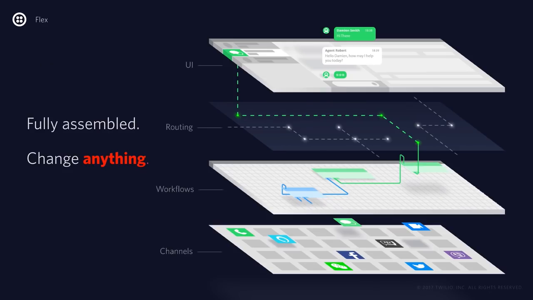Flex is fully programmable at any layer of the stack, which means you can customize any element, whether it's your agent desktop, your channels, your routing, or even your CRM integration. With Flex, whether your CRM is on-prem, cloud-based, or custom-built, you can embed your system right into the agent desktop or the other way around. Now I'm going to hand it off to Abhijit, who will show us how to make this happen.